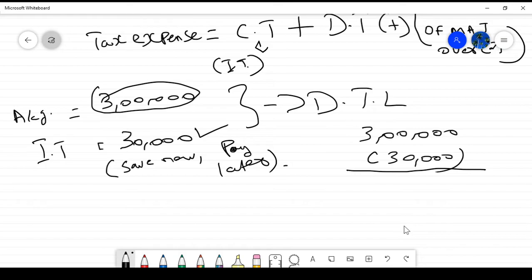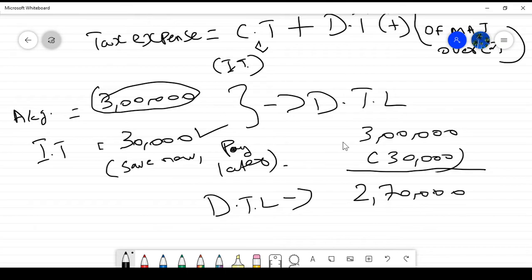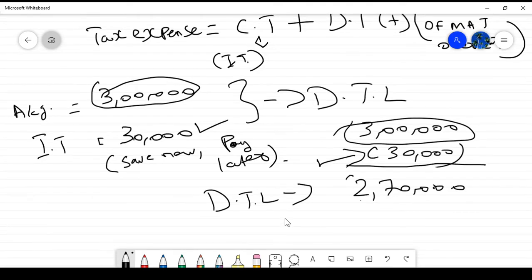Under the income tax, I am saving the income tax now and I am going to pay later. Actually, I have to pay around 3 lakh, but I am paying only 30,000. Okay? Because of that, I am creating deferred tax liability. Deferred tax liability means I am debiting my P&L account for 2,70,000. This is one thing. 2,70,000 is my deferred tax liability.